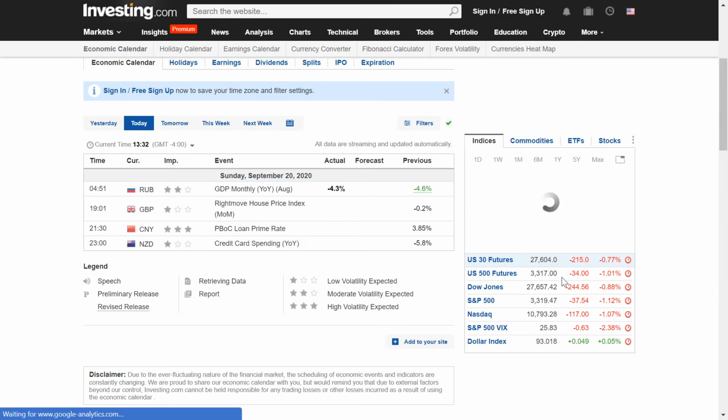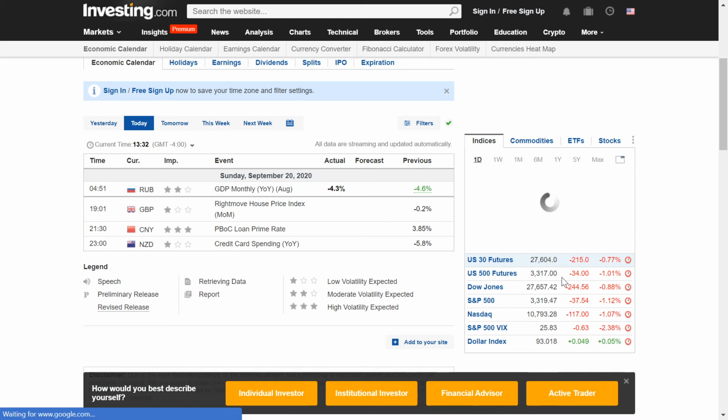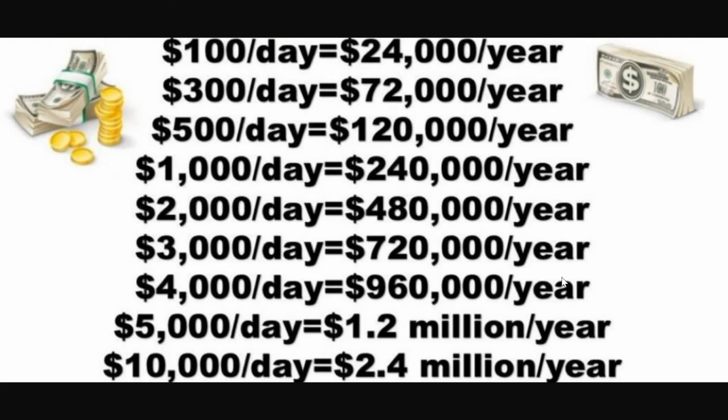Let's see here. The economic calendar. Economic calendar, basically pretty straightforward. You can see all the upcoming events for different markets, whether it's the US, China, what have you, what might be coming up, what the potential date is, the forecast, whether it's likely to be guidance, and so on and so forth.